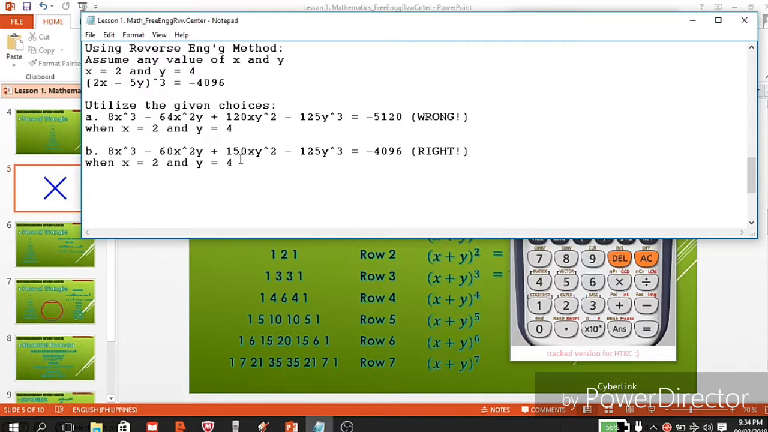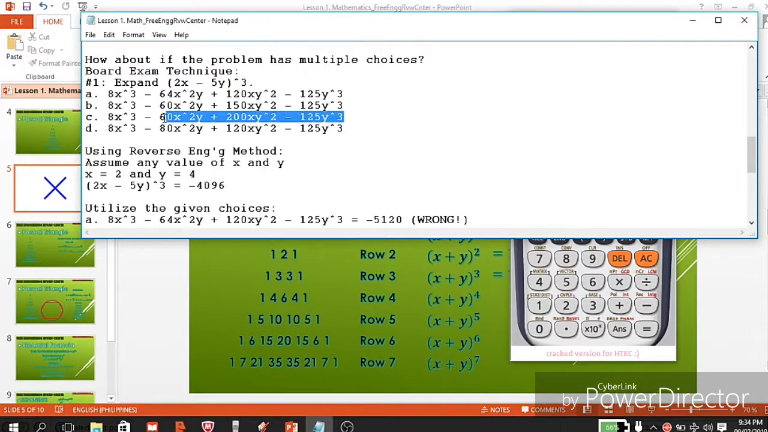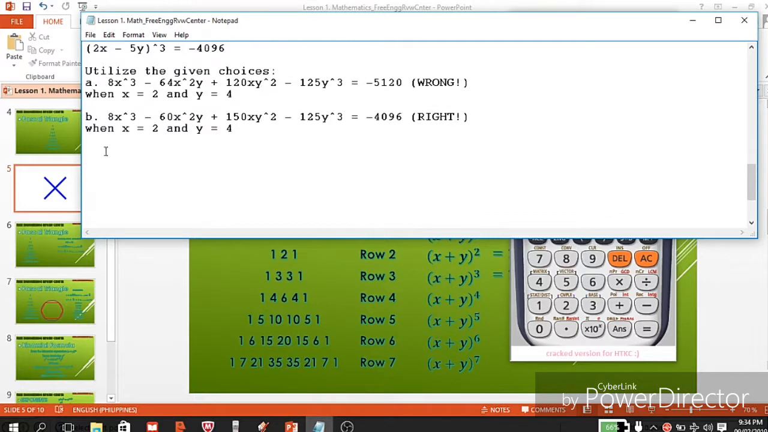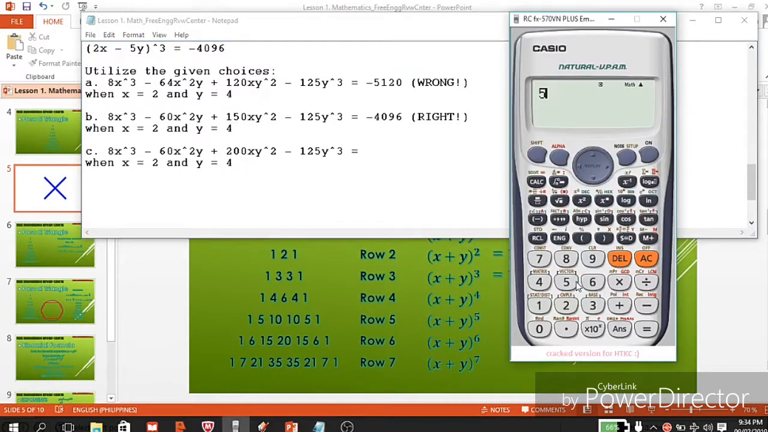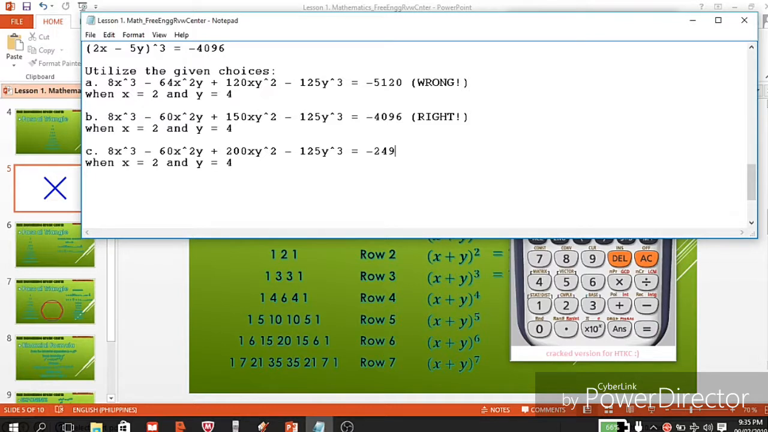Again, to check the other two, I'm going to type in here letter C, with x equal to 2 and y equal 4. And what could be its value? I just need to modify the terms. Right here, let's modify it to 200. And this one we have 60, we have 8. Then press CALC again. We have 2, and we get 4. And the answer is negative 2,4-something, and this is not equal to the given value, therefore this will not be the answer.